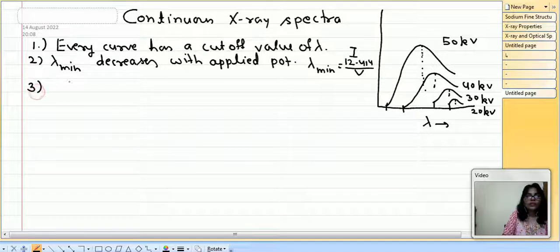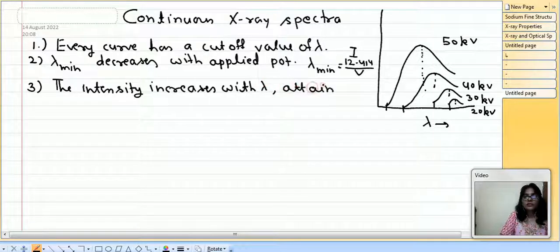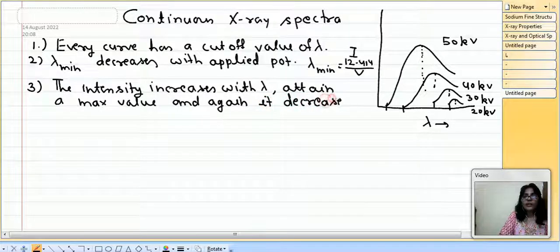Then the third point is that the intensity increases with lambda, attains a maximum value, and again it decreases.